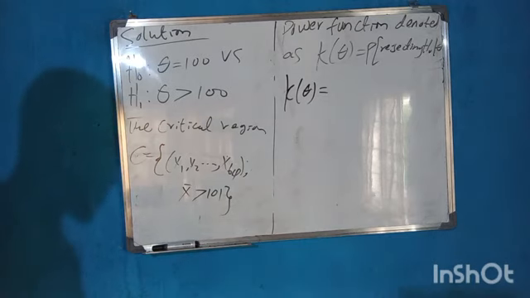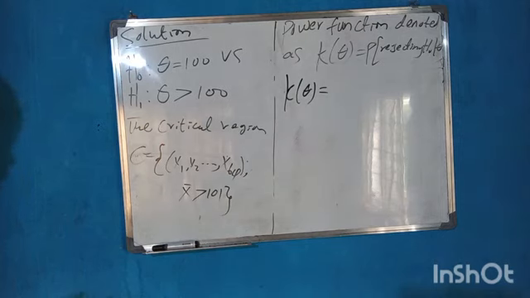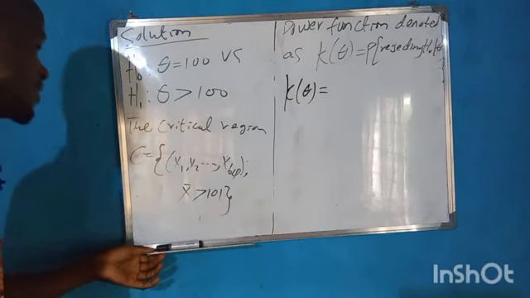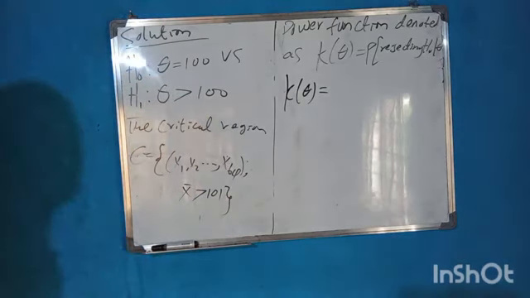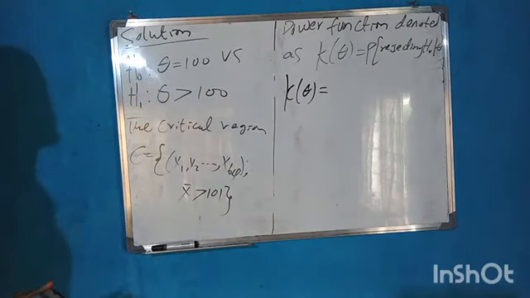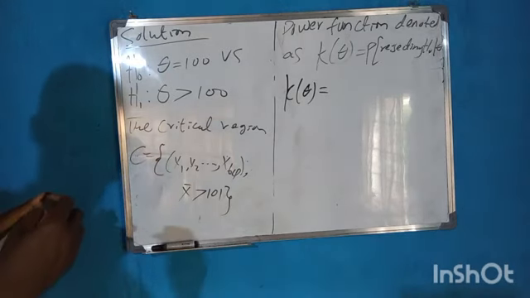Now the question says find the power function, and find the power of the test for theta equal to 99, 100, 103. And the second question says obtain the level of significance of the test, which is also known as the size of the critical region. So let's start.